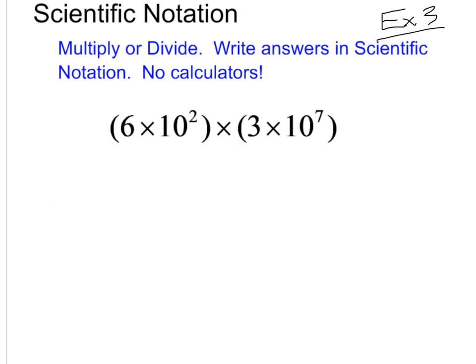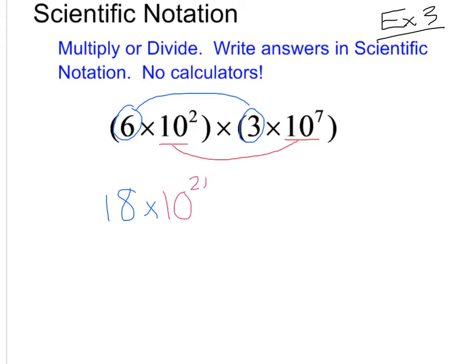Example 3. Multiply or divide. Again, scientific notation, no calculators. So we have 6 times 10 to the 2nd times 3 times 10 to the 7th. And when we multiply these, again, just like example 1, we're going to take our constants and multiply those two together. And then we're going to take our terms with exponents and multiply them together using our rules of exponents. So 6 times 3 is 18. And then our exponent is going to be 10 to the 2 plus 7. So this answer is going to be 18 times 10 to the 9th.